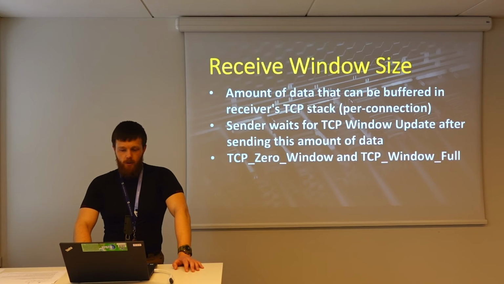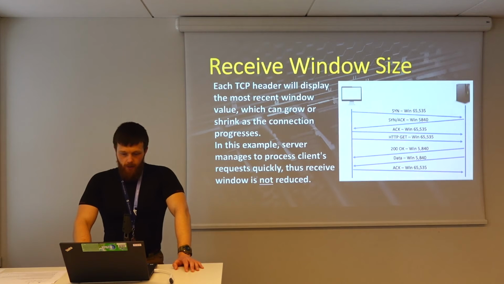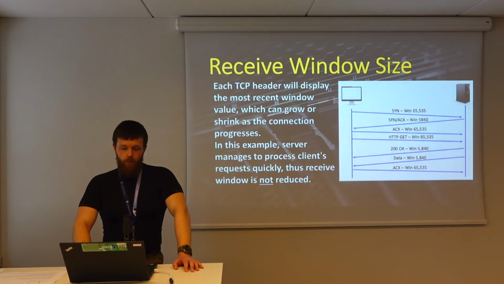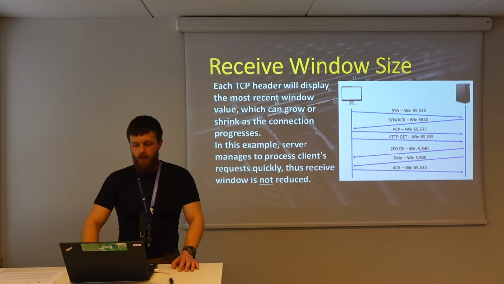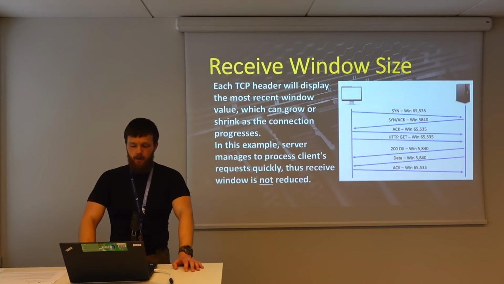So you need to watch this in traces too. Now this is an example of a case where everything is fine and receive window size is not reduced, which means the application is performing fast, the server is fast, and all is good. Not once does it happen that the TCP receive window size is reduced through the entire connection.